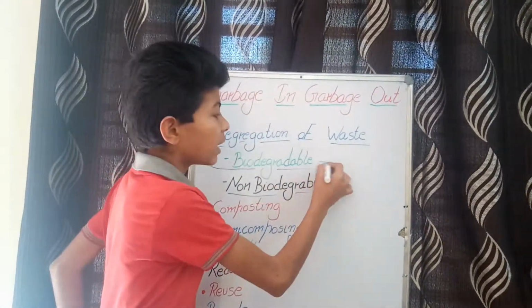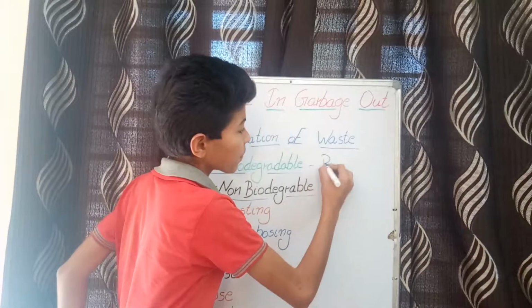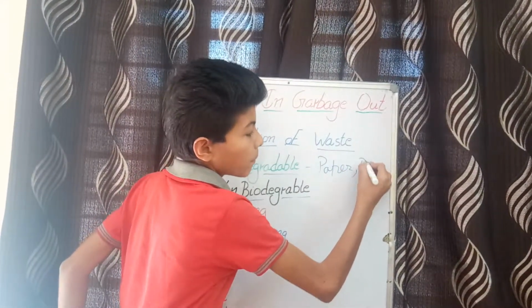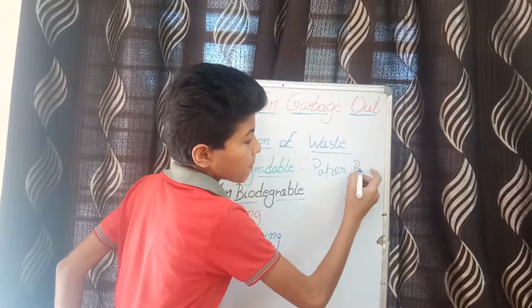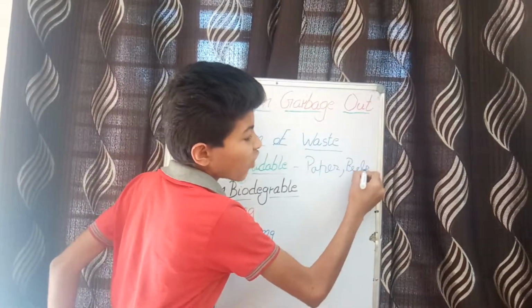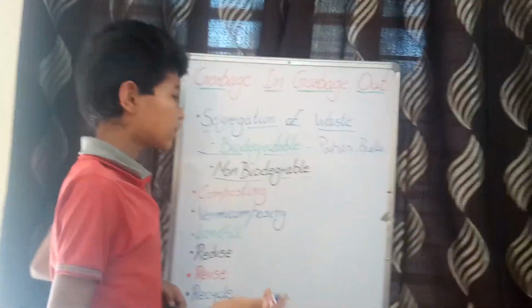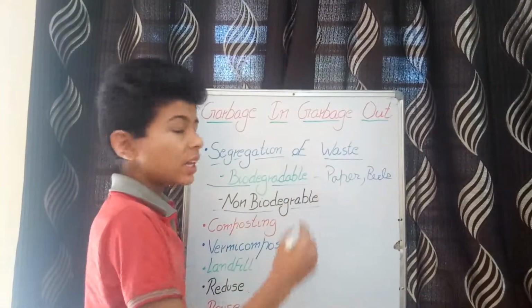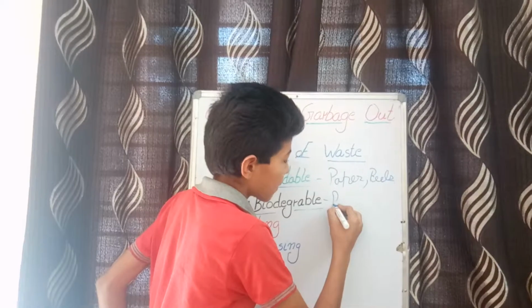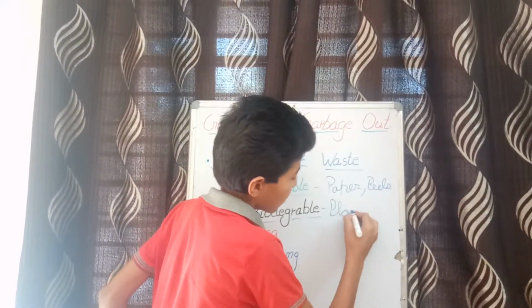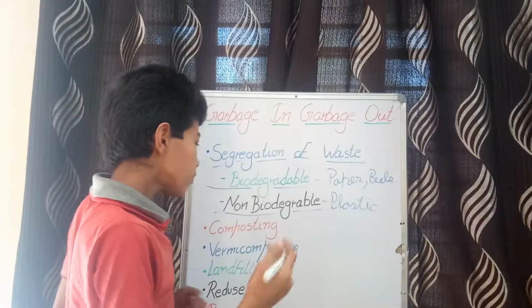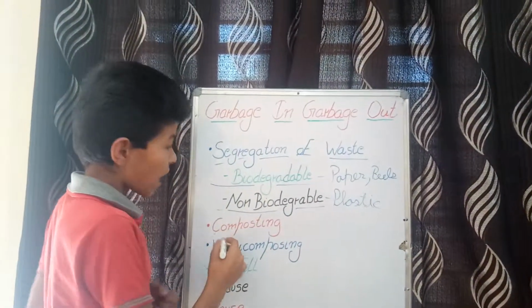Examples of biodegradable waste are paper and peels of vegetables and fruits. Non-biodegradable waste is plastic or aluminium. Now we will see how we can manage biodegradable waste.